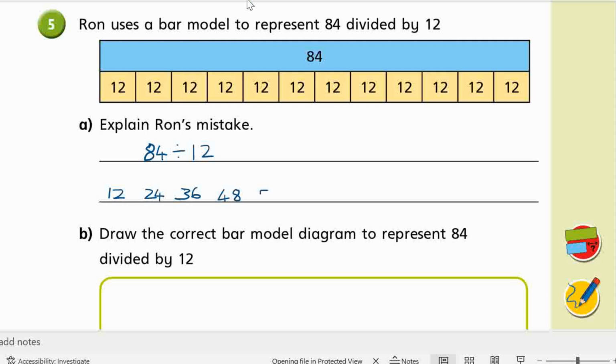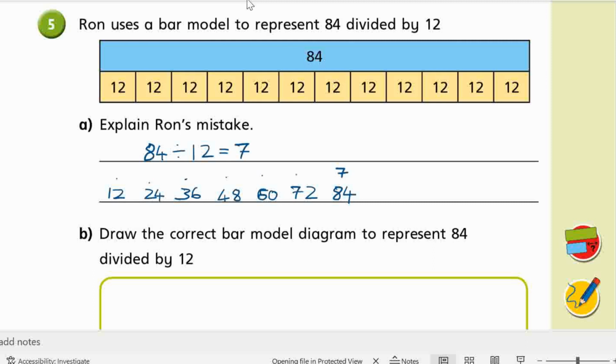Fifth, no. 48 plus 12. 60. Okay. So 1, 2, 3, 4, 5, 6, 7. 7. So it goes 7 times.